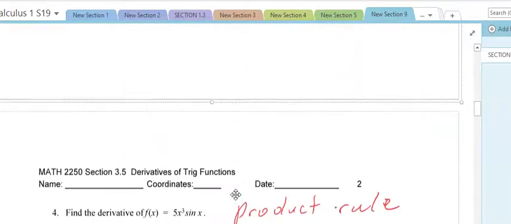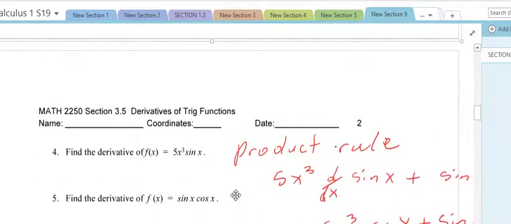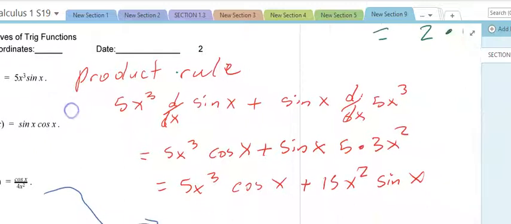So let's look at a couple of problems real quick. Find the derivative of 5x cubed times sine of x, and we're going to use the product rule right there. 5x cubed times the derivative of sine of x, plus sine of x times the derivative of 5x cubed. So 5x cubed, we keep that. The derivative of sine of x is cosine of x, plus sine of x, we keep that.